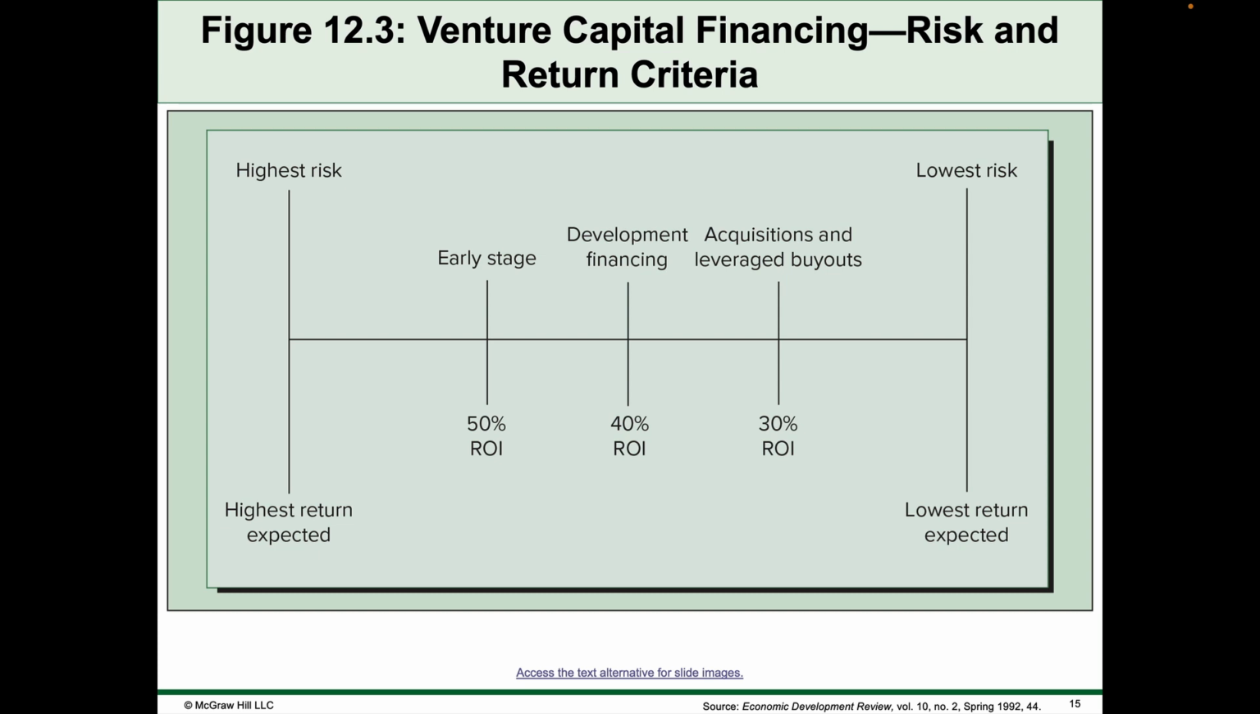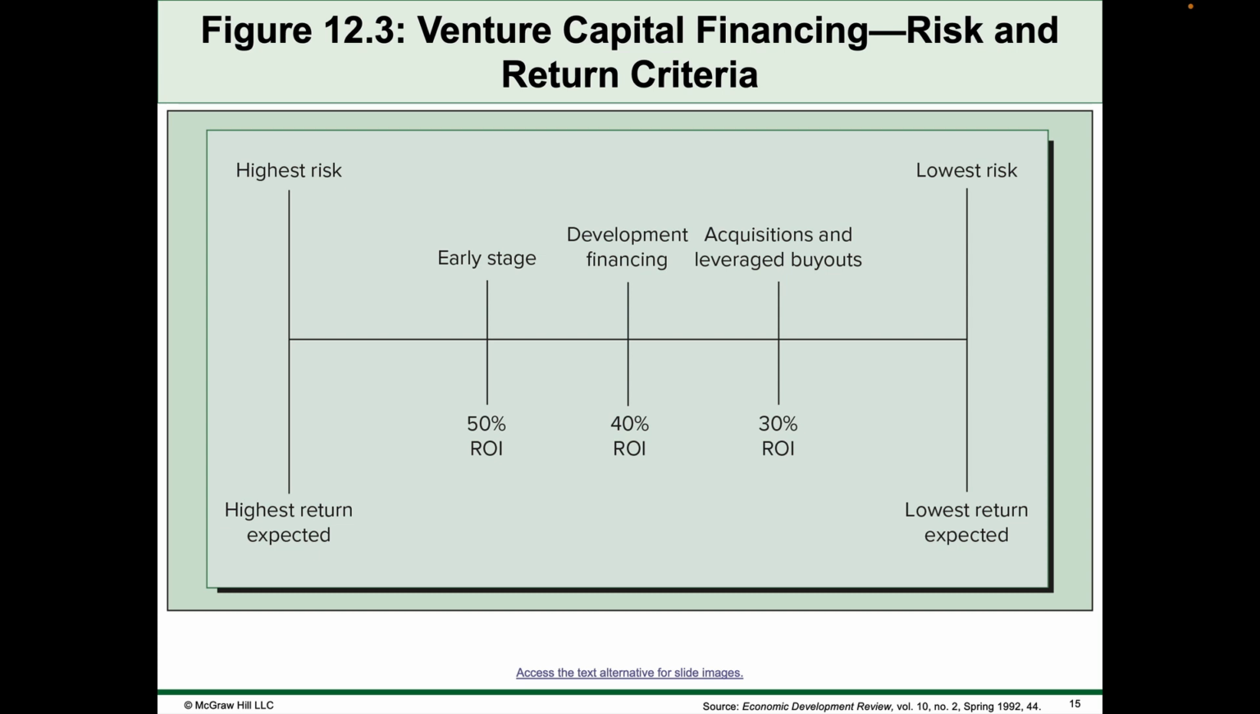If they're looking at development or expansion financing, they're looking at a moderate risk level. This is when the company has a working product, they have a customer base, and they are generating revenue, but might not be profitable yet. They need funds to expand their operations, enter new markets, or increase production. So, their ROI expectation is moderate to high. You can see 40% ROI. VCs might target a return of 3 times to 5 times their investment within 4 to 6 years.